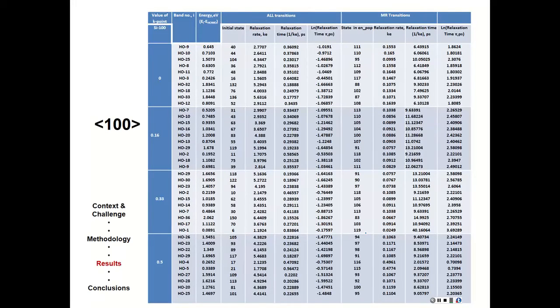So this is the initial state. This is the relaxation rate, and then the inverse of the relaxation rate is time, and this is the natural logarithm. What is the initial state number? For calculating the relaxation rate, we need to consider the initial states for electron and hole. And then what is the band number?